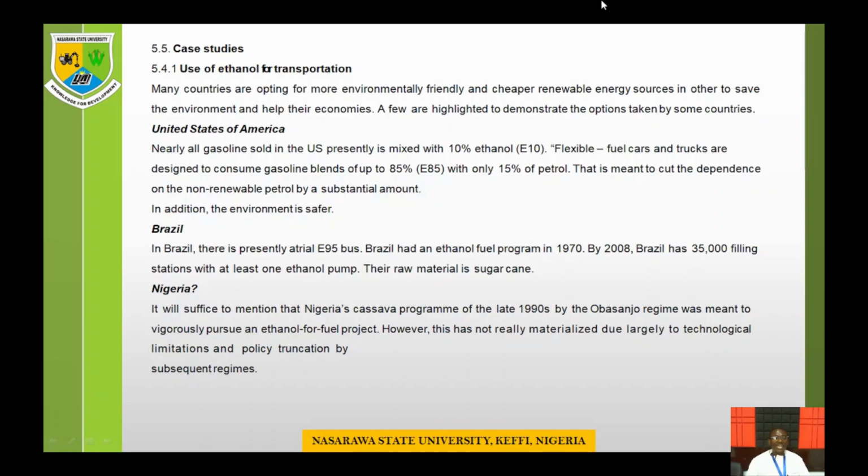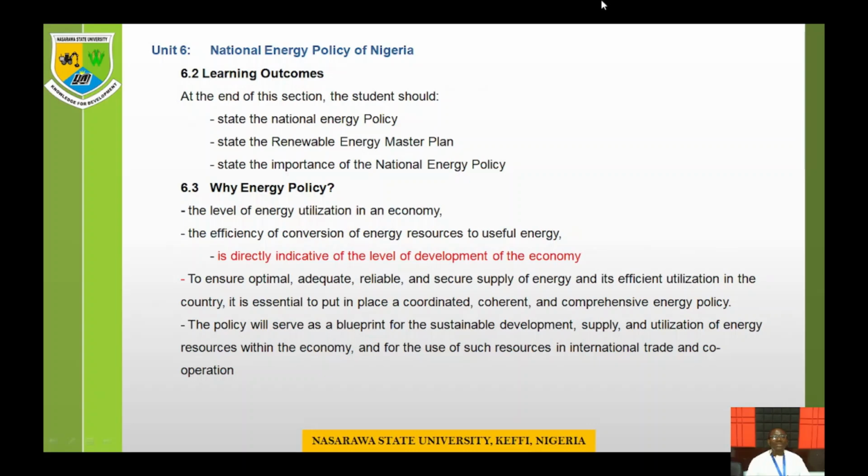So how about Nigeria? It will suffice to mention that Nigeria's cassava program of the late 1990s, by the Obasanjo regime, was meant to vigorously pursue an ethanol for fuel project. However, this has not really materialized due largely to technological limitations and public policy truncation by subsequent regimes.